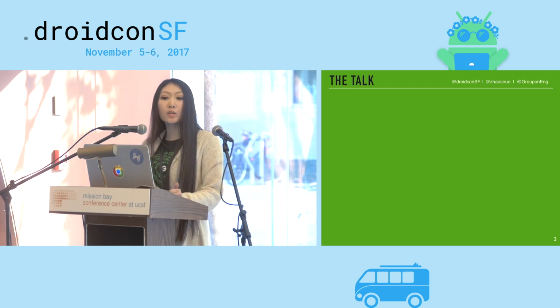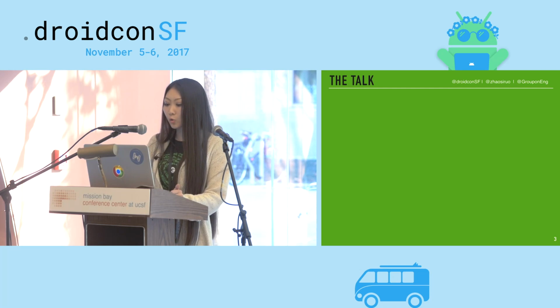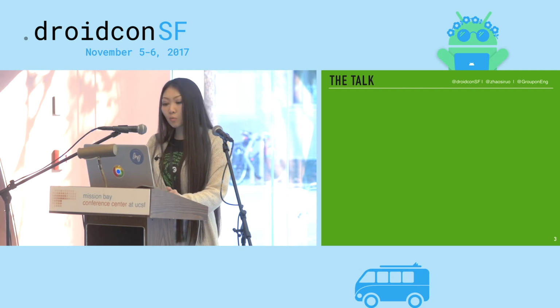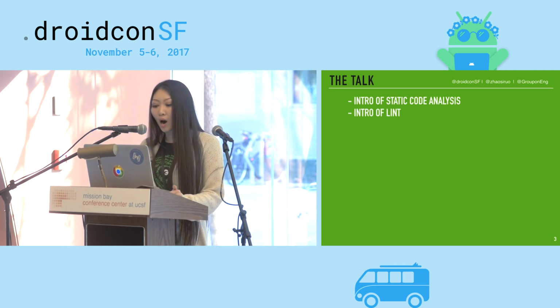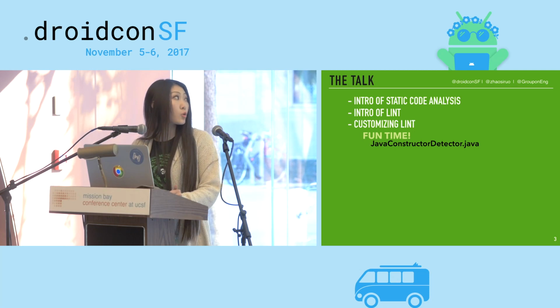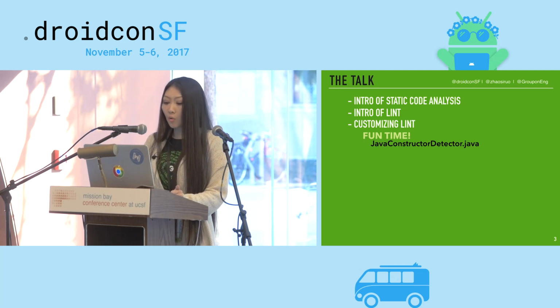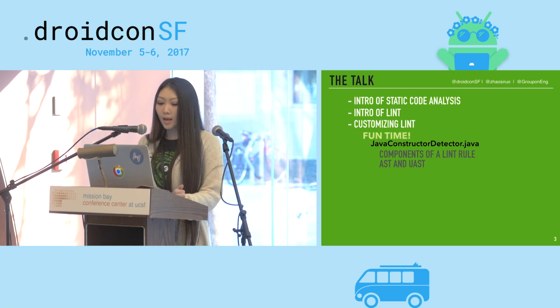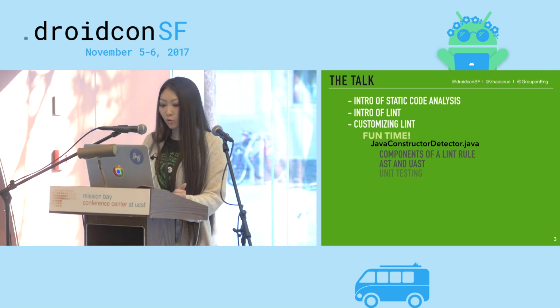As I said, I'm here today to talk about the static code analysis tool Lint, specifically Android Lint. Of course, since we're here at droidcon SF. I will briefly touch on what is static code analysis, what is Lint, and go straight into the fun part, customizing Lint. I will show you how to suggest a builder pattern for a constructor with too many parameters using Lint, where I will explain the components for a Lint rule, the AST and UAST APIs that Lint is using, and of course, how to test our new rule.